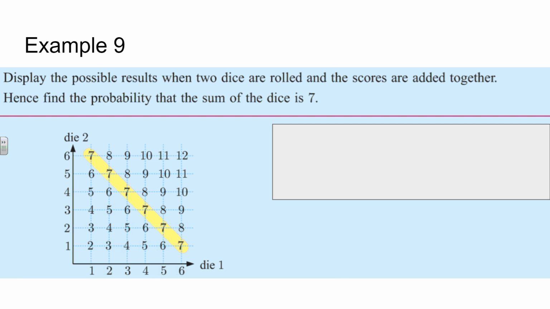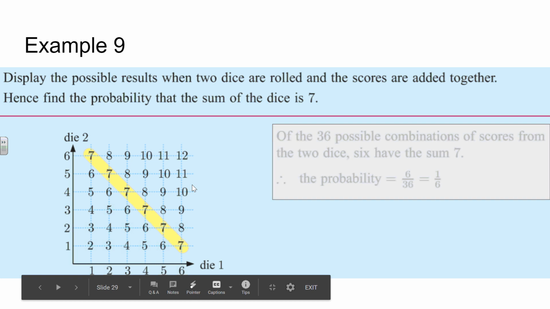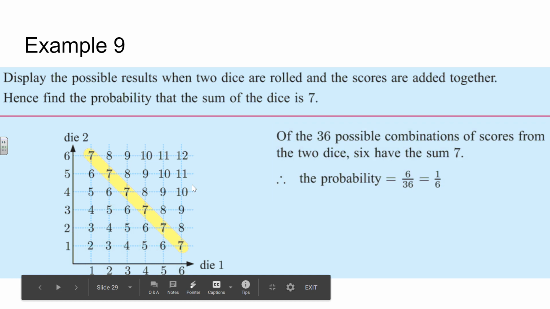So when we're talking about the probability of getting a sum of 7, how many times did I get that 7? I got it 6 times out of a total of 36, therefore it's 6 out of 36, or 1/6 is what it reduces to.